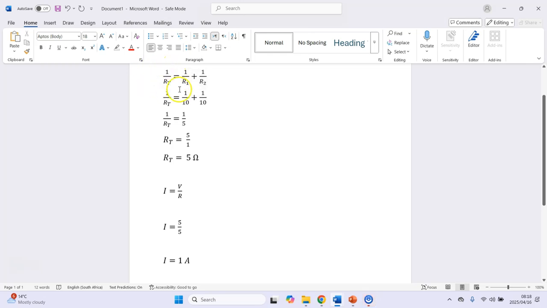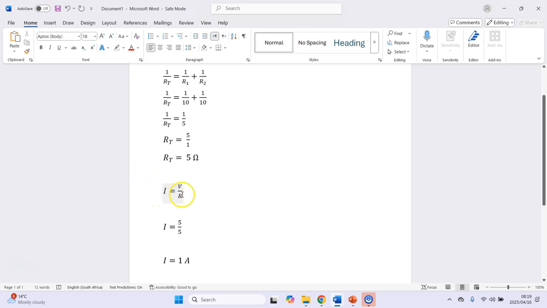The calculation goes 1 over RT equals 1 over R1 plus 1 over R2. So it's 1 over 10 plus 1 over 10. And if you plug that into your calculator, you'll get a fraction of 1 over 5. But that's for 1 over RT, so you need to flip it. So RT over 1 is equal to 5 over 1, which means that the total resistance is 5 ohms.